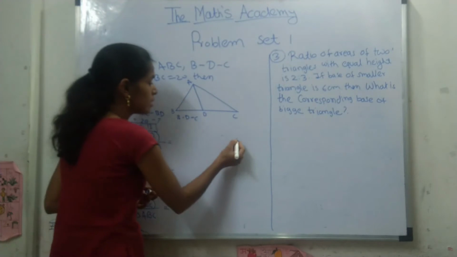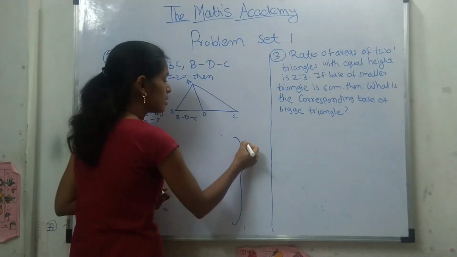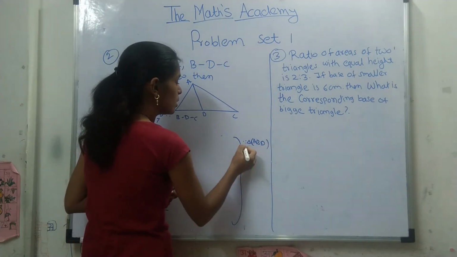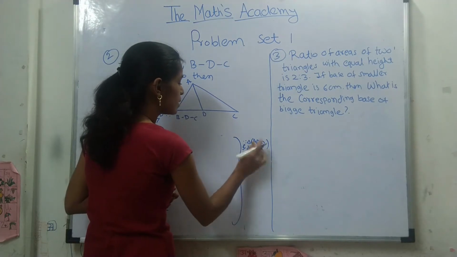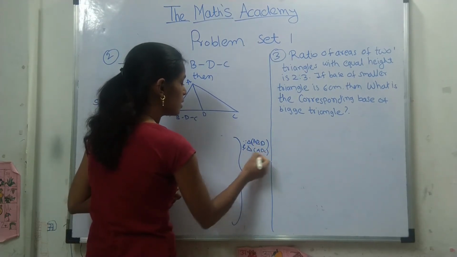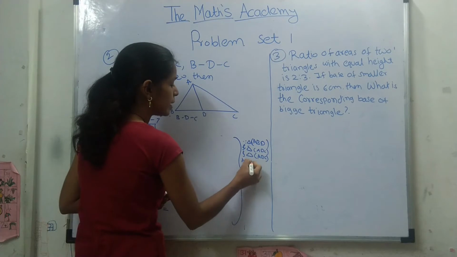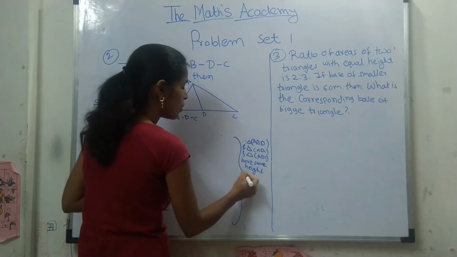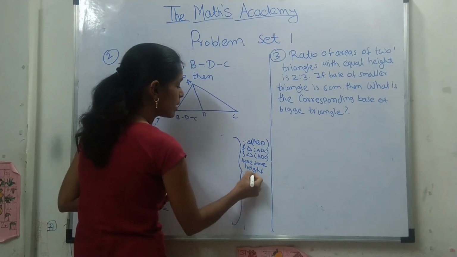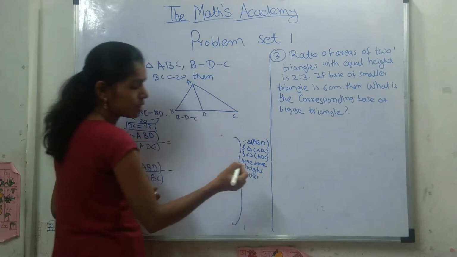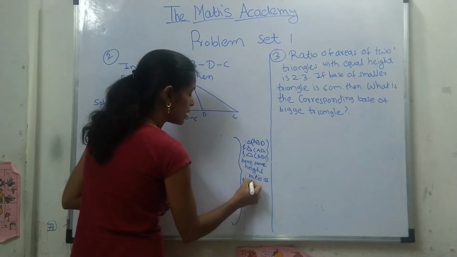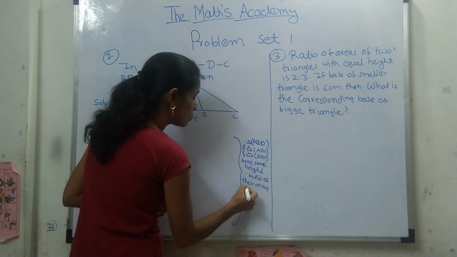So we will write here that since triangle ABD, triangle ADC and triangle ABC have the same height, therefore their areas are proportionate to their bases.